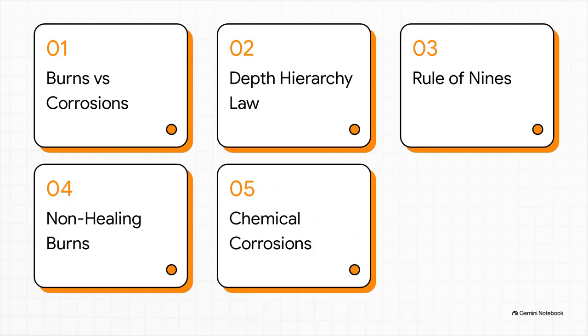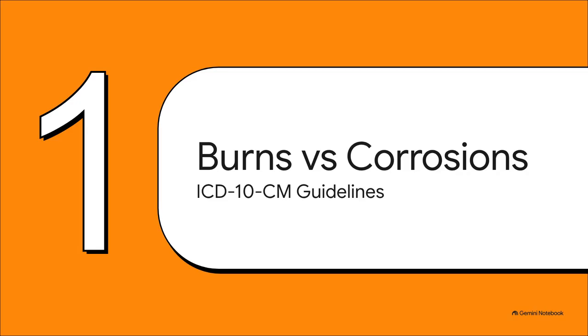Okay, here's our quick roadmap for today. We'll hit burns versus corrosions, the depth hierarchy law, the rule of nines, non-healing and infected burns, and wrap up with chemical corrosions. Starting off with Section 1, Burns versus Corrosions.